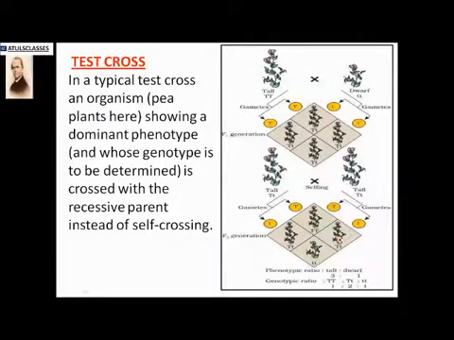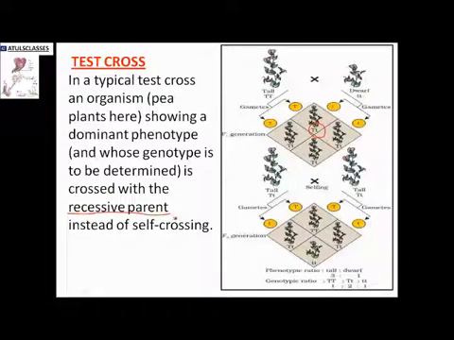We also see the test cross. So what is this test cross? If we want to know whether the plant that is produced is heterozygous or homozygous, this can be determined with the help of a cross that is called a test cross. In a typical test cross, an organism showing a dominant phenotype whose genotype is to be determined is crossed with the recessive parent. The word here is recessive parent.